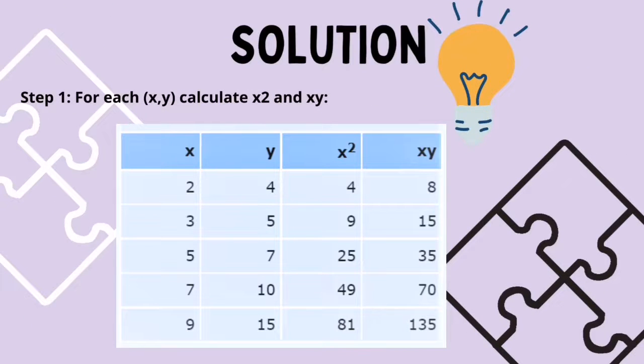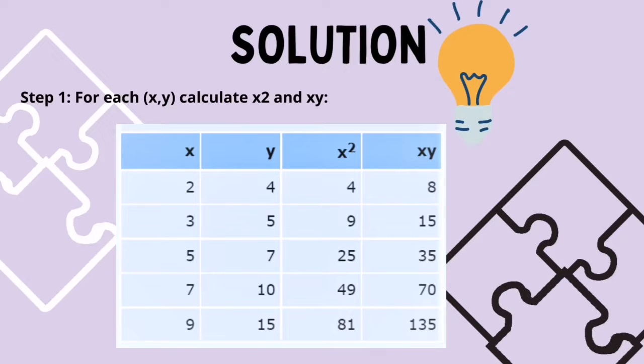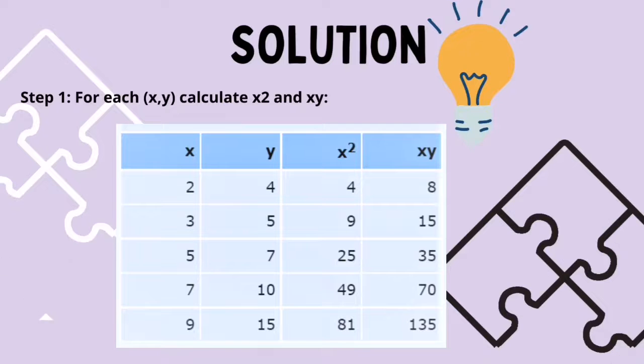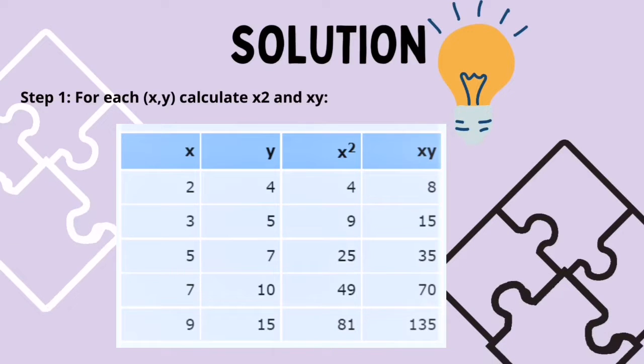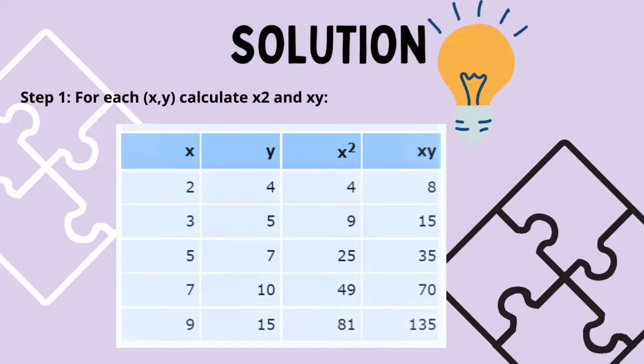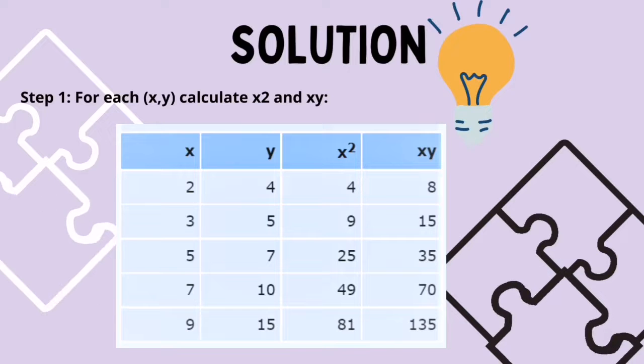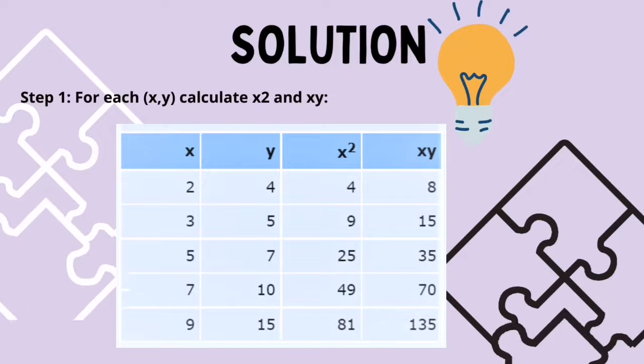So for the solution for step 1, for each x and y, calculate x squared and xy, wherein we multiplied x by itself. 2 multiplied by 2 is 4, 3 multiplied by 3 is 9, and so forth. Meanwhile, in xy, we need to get the product of x and y. 2 multiplied by 4 is equal to 8. 3 multiplied by 5 is 15, and so on.